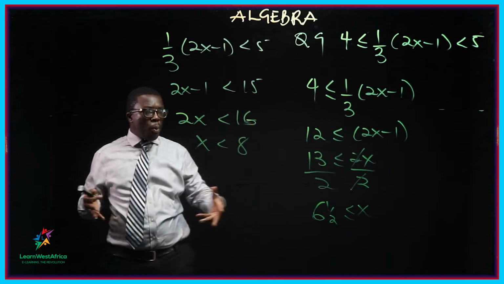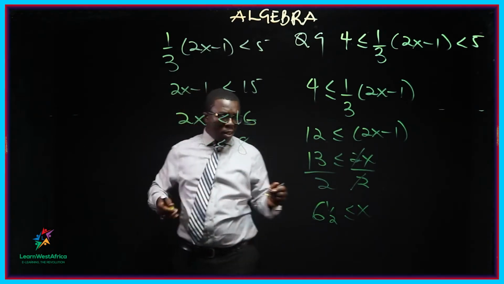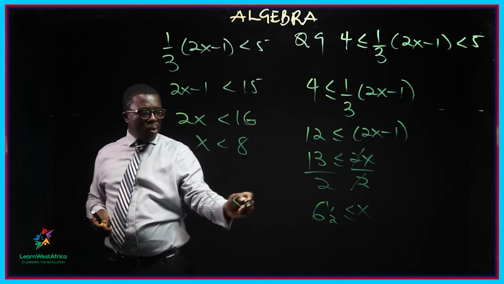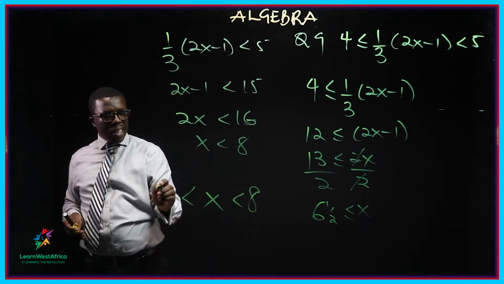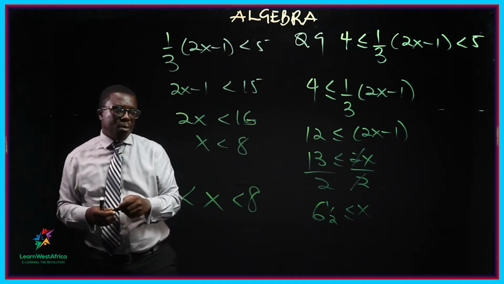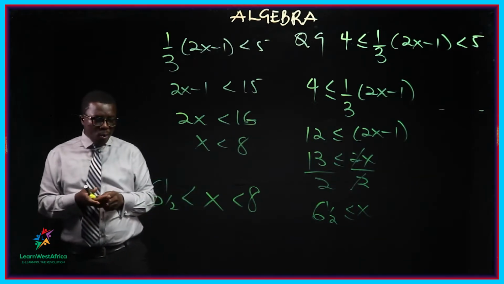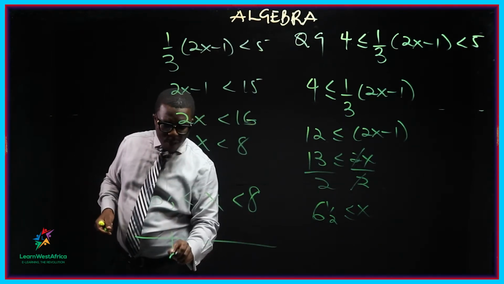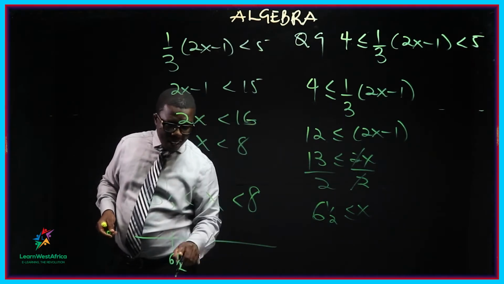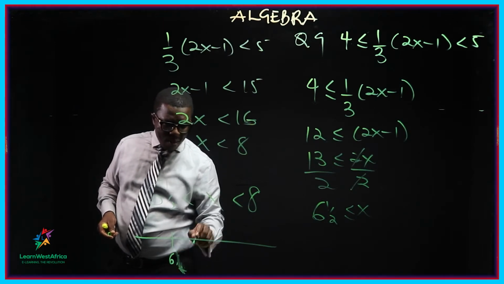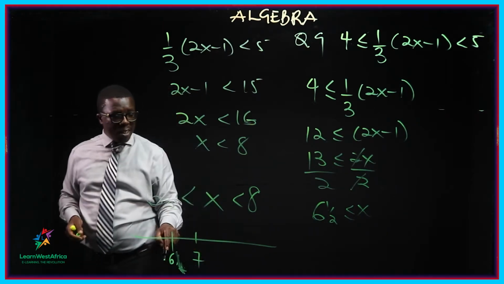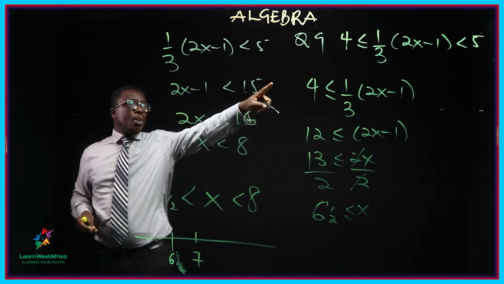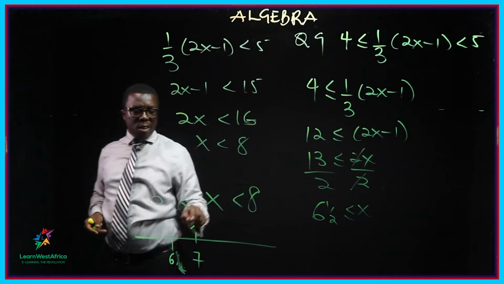In the same way, we fuse in the middle. Now x is less than 8, and the same x is greater than or equal to 6.5. If you construct a number line, we have 6.5, then 7, and 8 here.